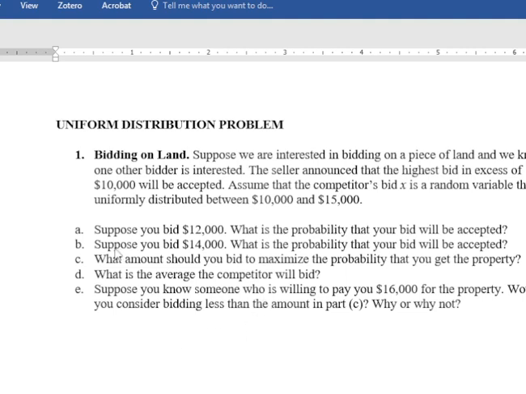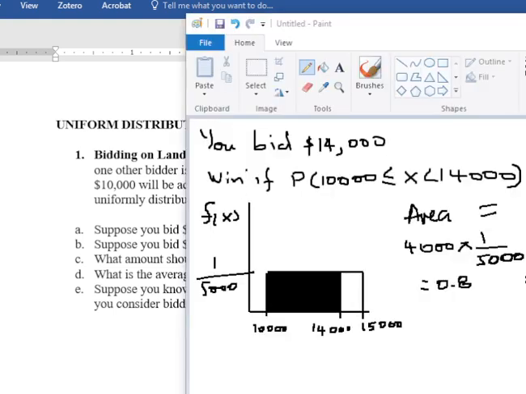Next, we look at part B, where we're going to bid 14,000. And again, we want to see the probability that our bid will be accepted. So let's write the probability statement out again. We see the probability that x is between 10 and 14,000. And we do a sketch. And here the height is again 1 over 5,000. Notice a remains the same at 10,000, b remains the same at 15,000. Now our x value is 14,000, and we shade the area right here.